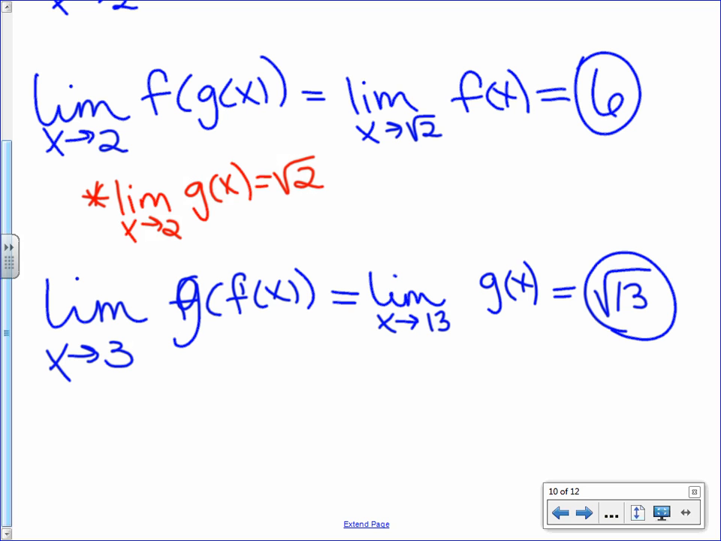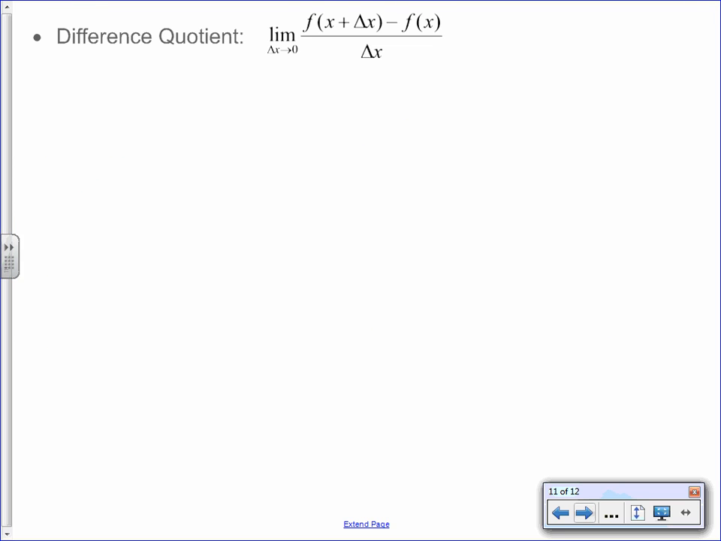All right. Now everyone's favorite part. The difference quotient. Now, you may see it like this. You may see it instead of delta x, h. They mean the same thing. Delta x, what does delta x mean? Change in x. Okay? Which is the same thing as the height difference. That's what h stands for.